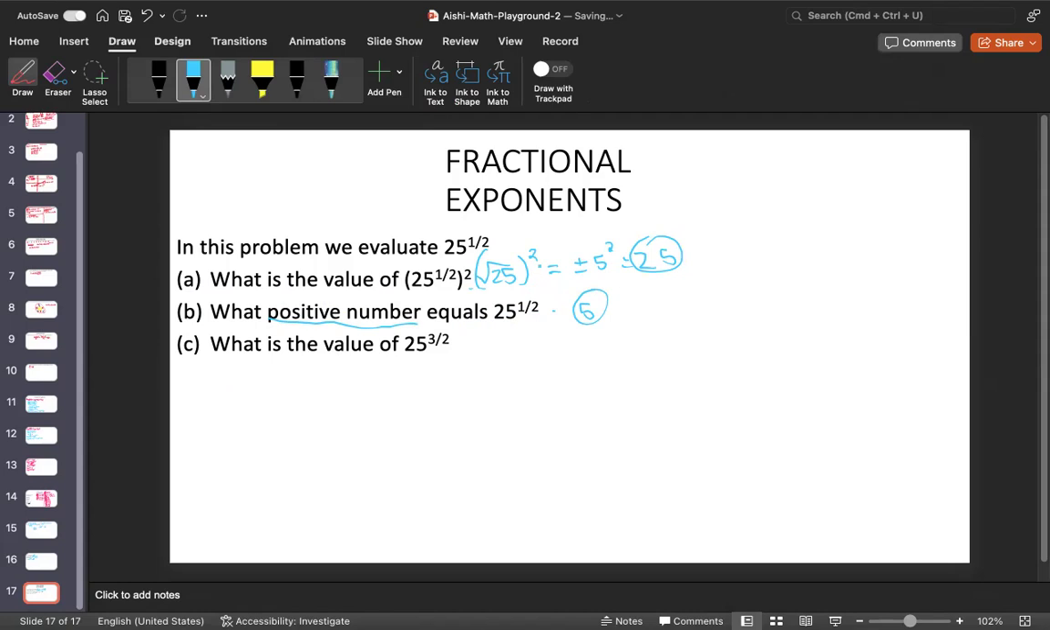Okay, so now we know what fractional exponents are. Why don't you try to find out what the value of 25 to the power 3 by 2 is? Good luck!